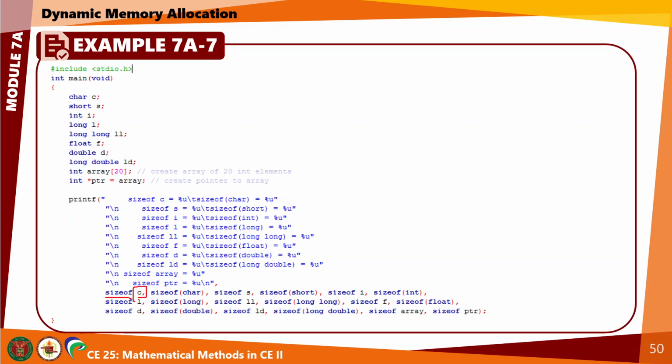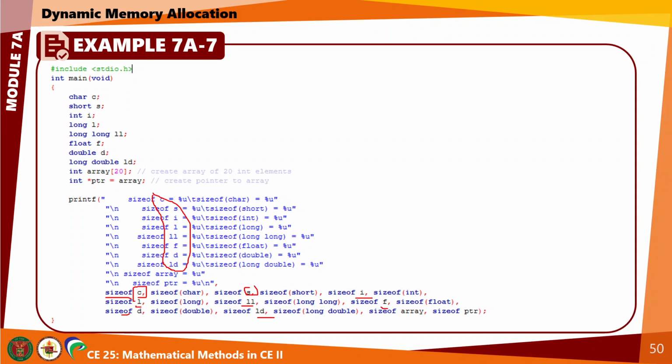Ito yung mga nasa left side: c, s, i, l, ll, f, d, and ld. Bibigyan ka ng size ng mga variables na yan, depende kung ano yung nakastore sa kanila or anong type of data yung na-declare for them. If yung sizeof natin ay ginamit sa array, bibigyan ka ng total size in bytes of all the elements na nasa array. At kapag sa pointer naman, bibigyan ka ng size ng variable na pinopoint ng pointer na yun.